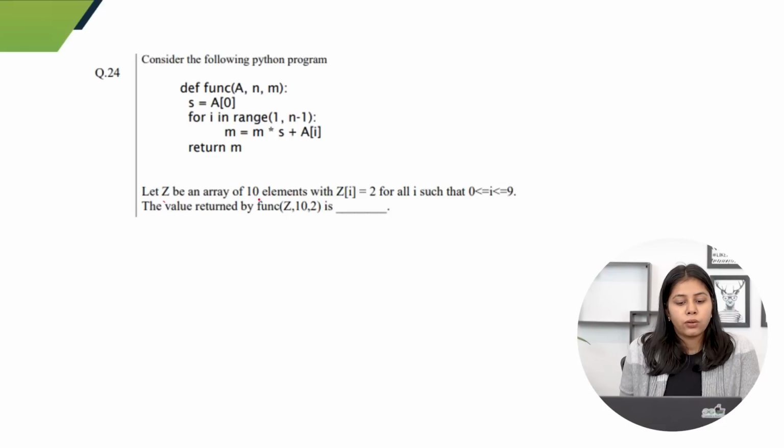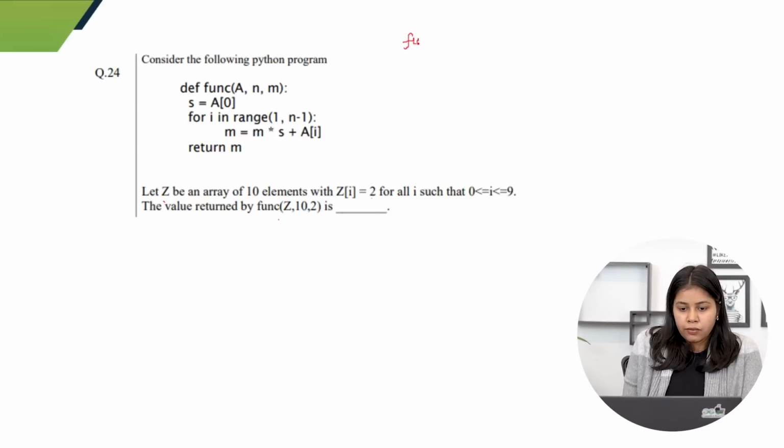And Z be an array of 10 elements with Z of I equals 2 for all I varying from 0 to 9, and the value returned by the function Z, 10, 2. So we have to find out that value. That means in this function we have to find out the value for Z, 10, 2.